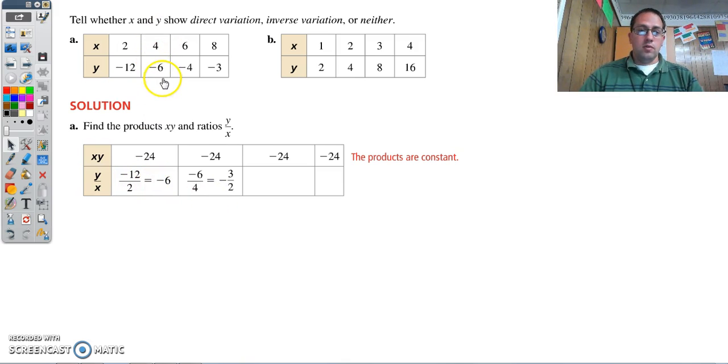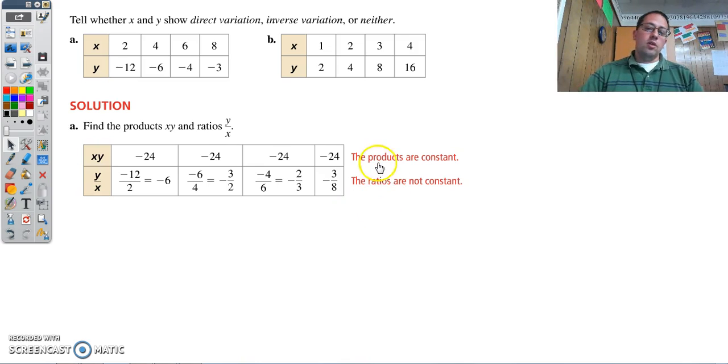Then we do it with the next one. Negative 6 divided by 4 is negative 3/2. Negative 4 divided by 6 is negative 2/3, and negative 3 divided by 8 is negative 3/8. The ratios are not constant.